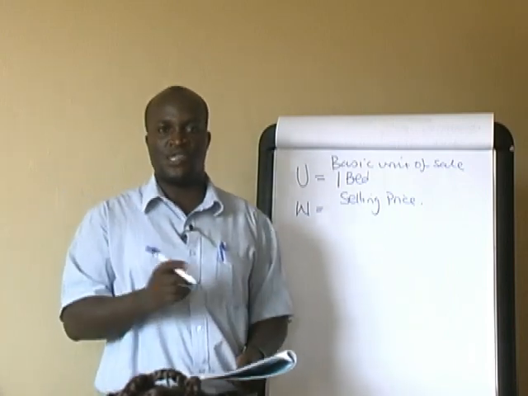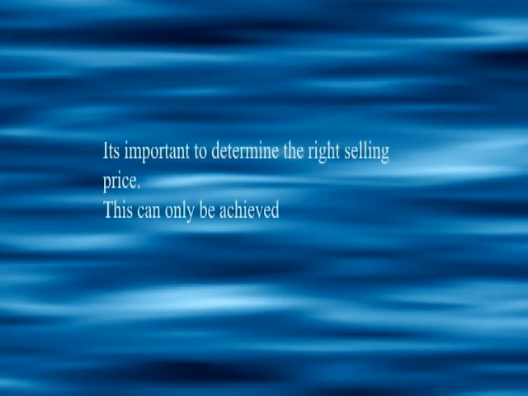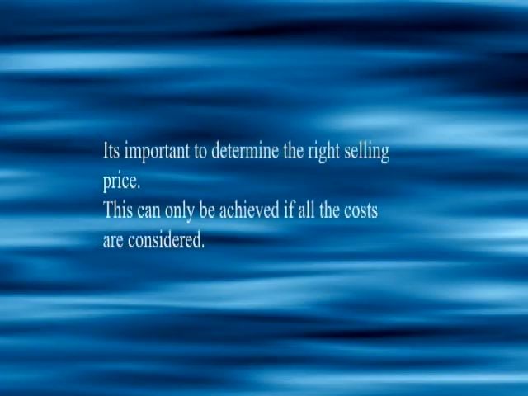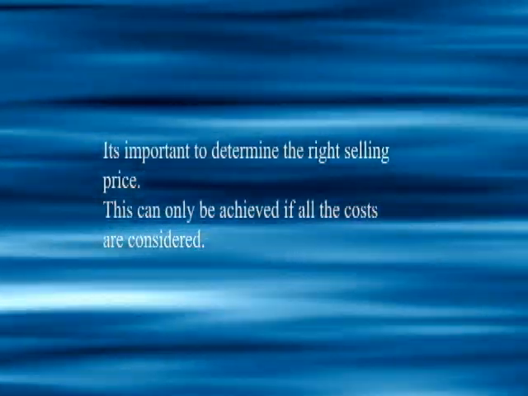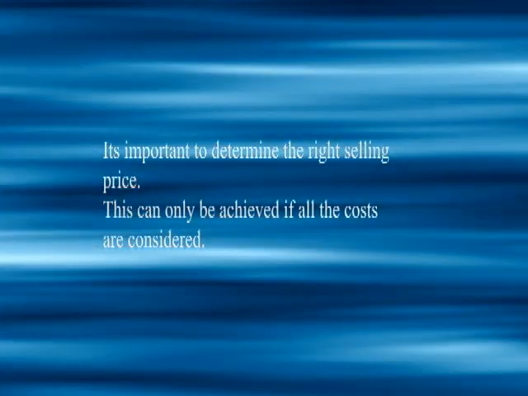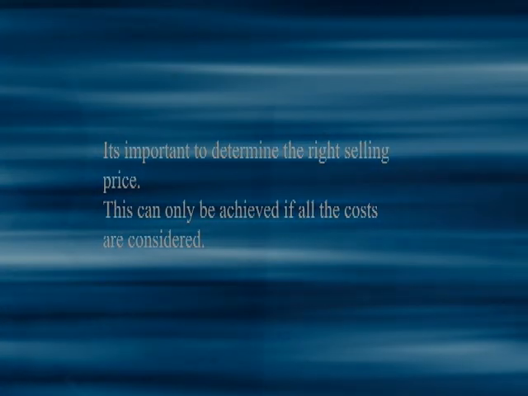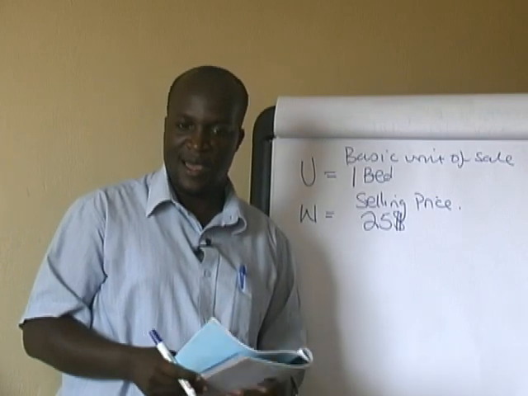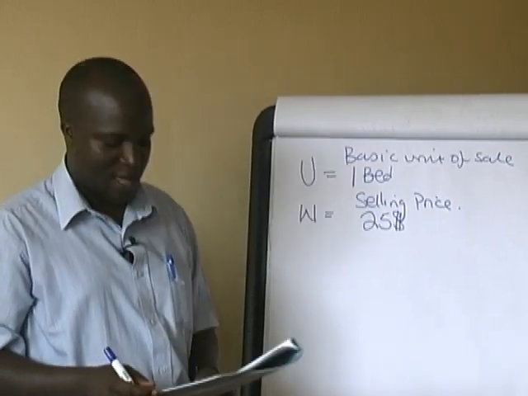Because if you don't determine the selling price right, you're going to end up in trouble. You end up in a situation where you cannot make money simply because your selling price is too low. Or you may end up losing customers because your selling price is too high. They cannot afford to buy it. So the selling price of one bed, in most cases, we're going to assume is $25. Here you could get a decent bed that could last a couple of years.